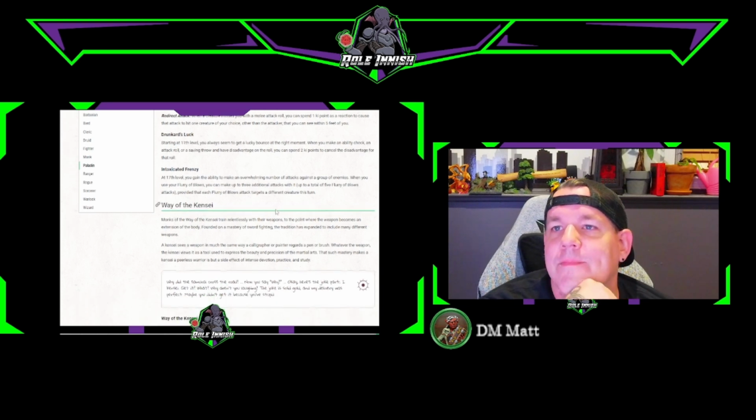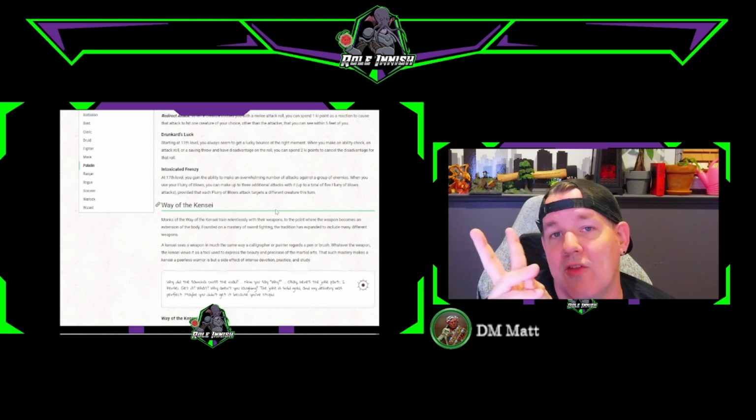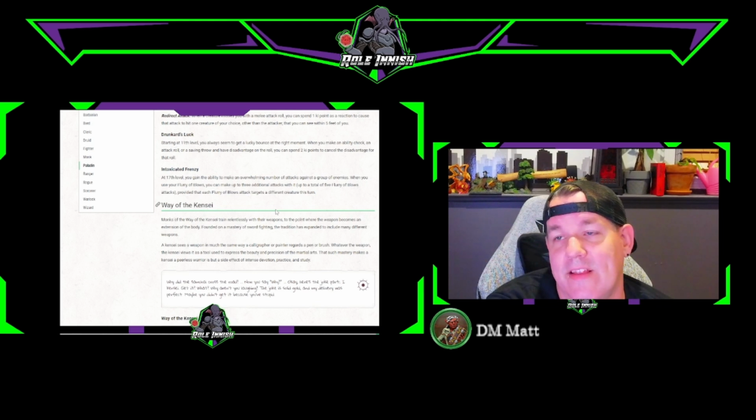Drunkard's Luck. Starting at 11th level, when you make an ability check, an attack roll, or a saving throw, and you have disadvantage on that roll, you could spend 2 ki points to cancel out the disadvantage. That's called Drunkard's Luck. Like it. I like it a lot.